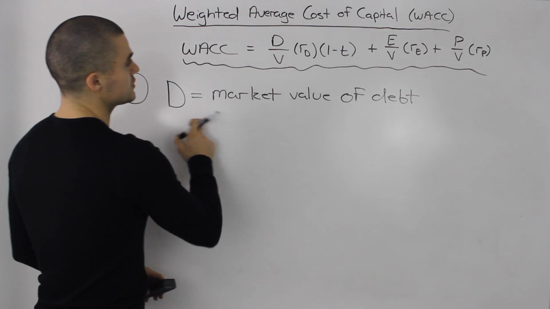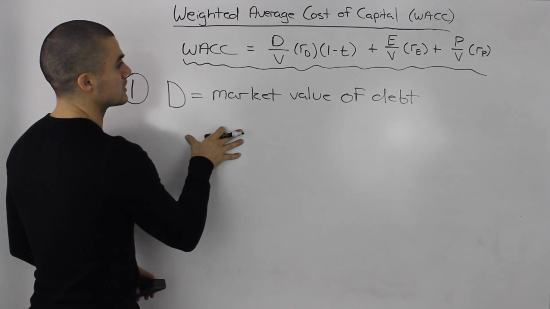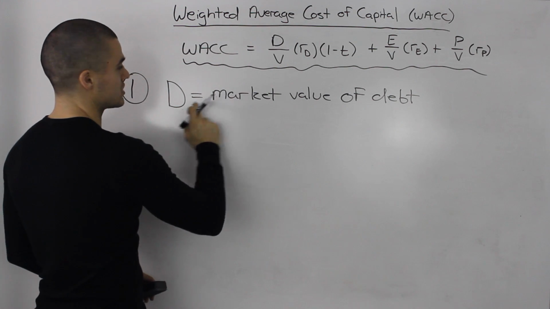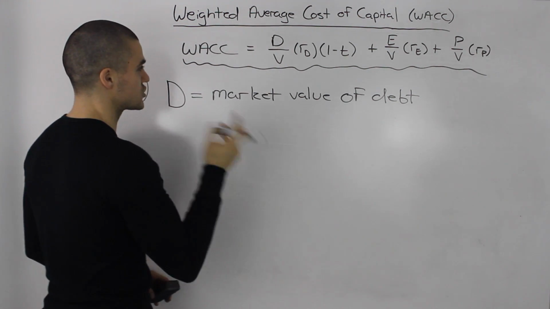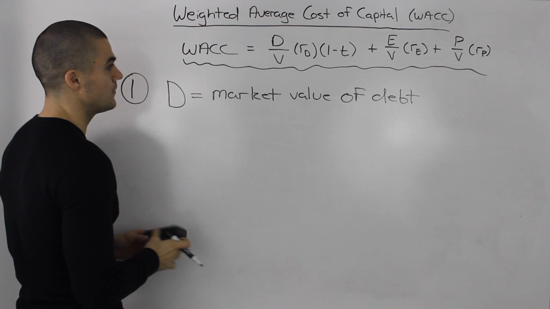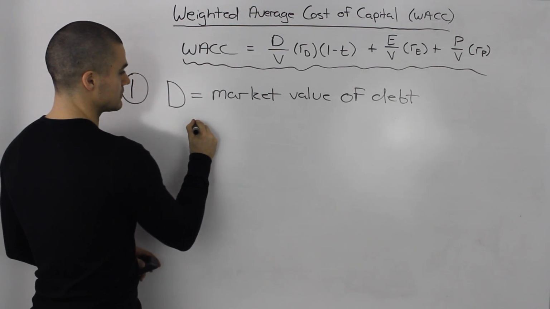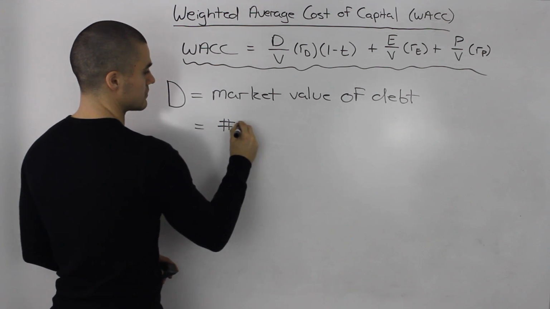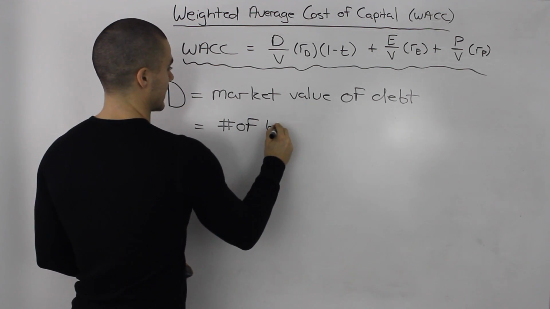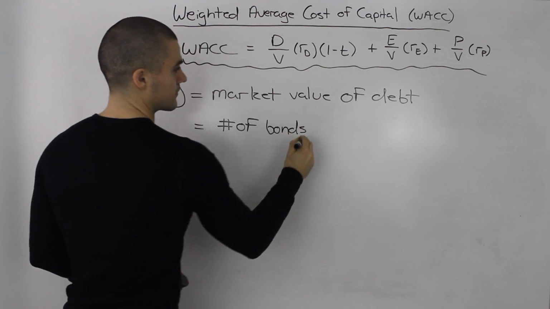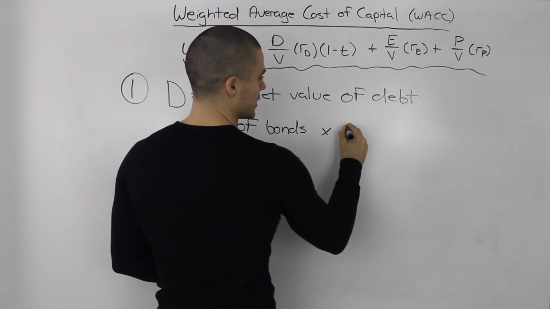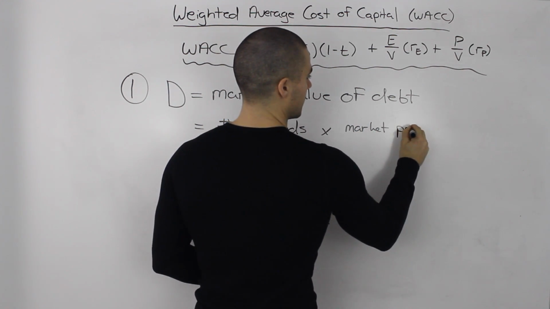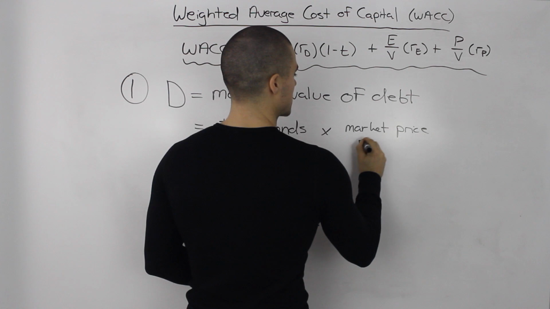So the first thing that we're going to go into detail about is this D portion, which is the market value of debt. I mentioned that in the previous video. And the market value of debt is pretty easy. It's the number of bonds that a company has times the market price per bond.